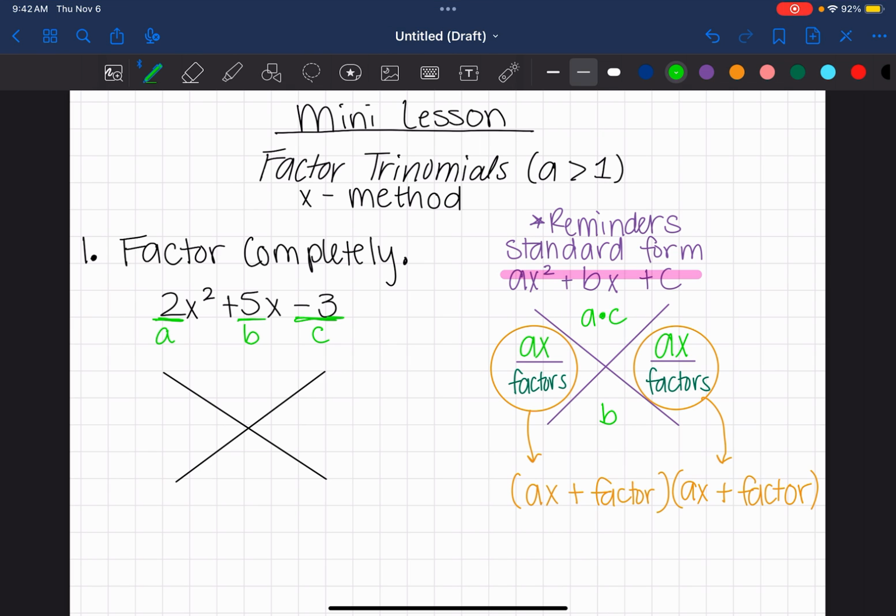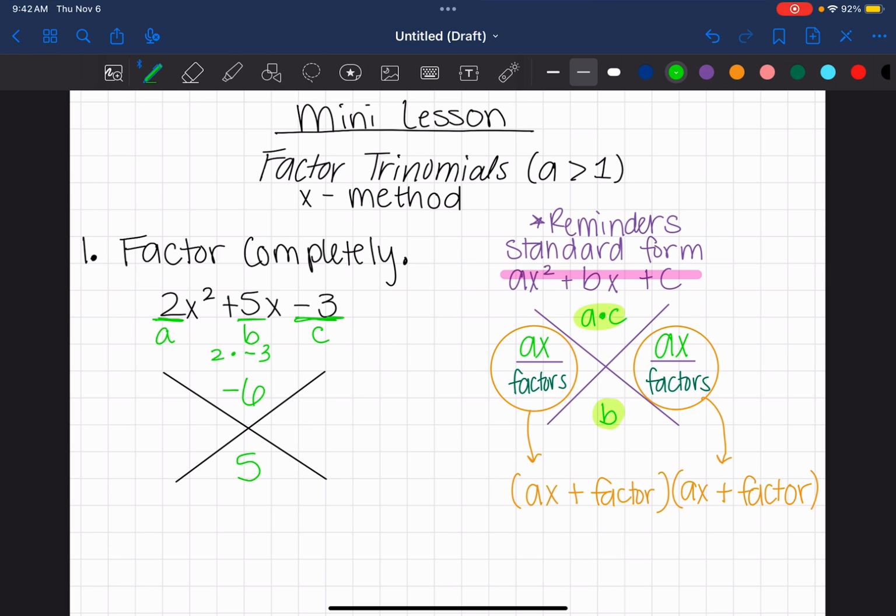Now that we know our a, b, and c, the first thing we're going to do is multiply the a times the c on the top of our x. So our a is 2 times our c is negative 3. 2 times negative 3 gives us negative 6. Now going to the bottom of our x. The bottom of our x is our b value, and our b is 5.